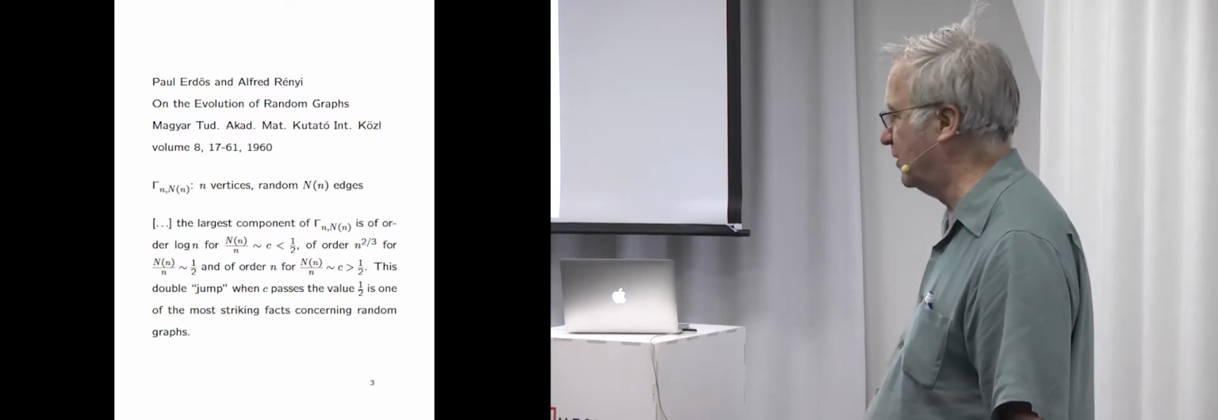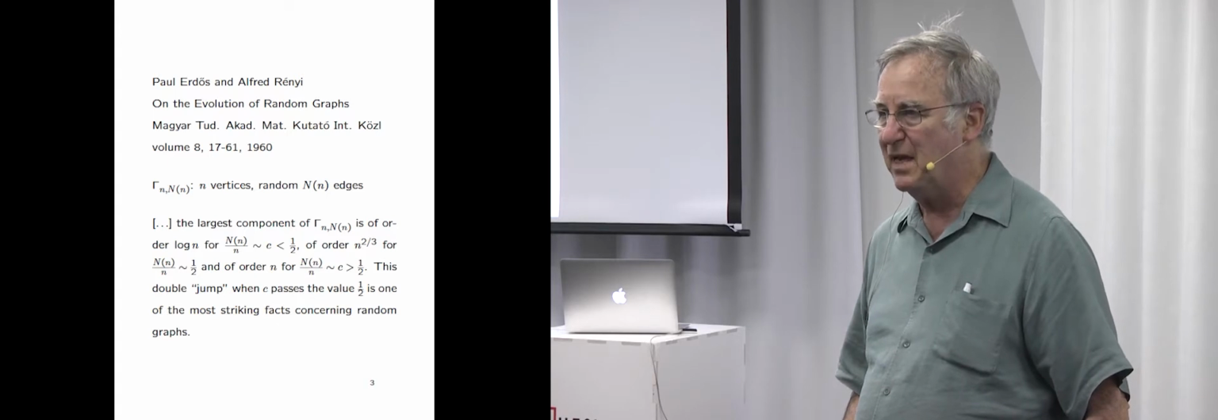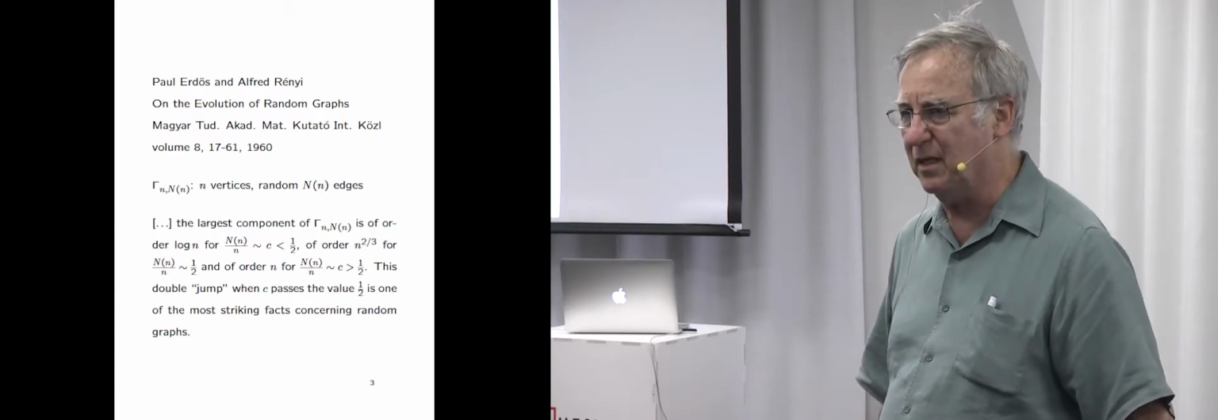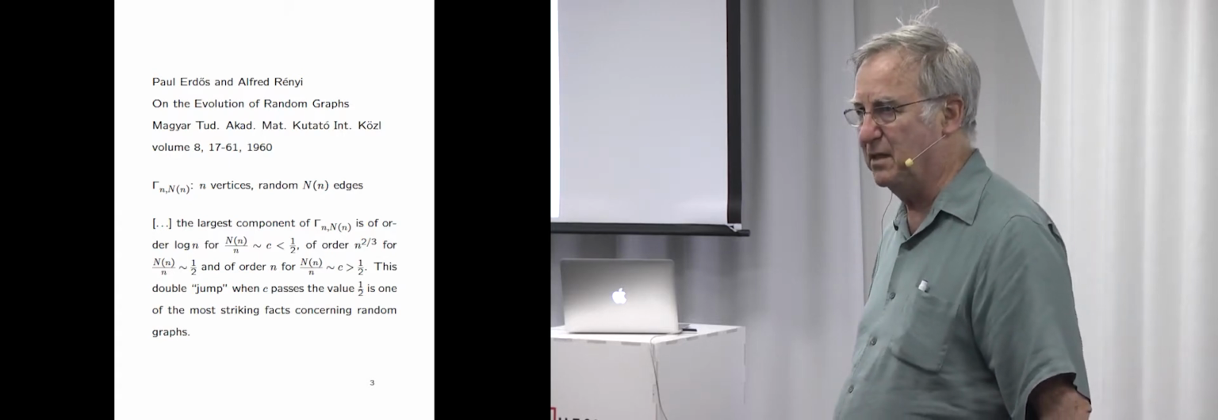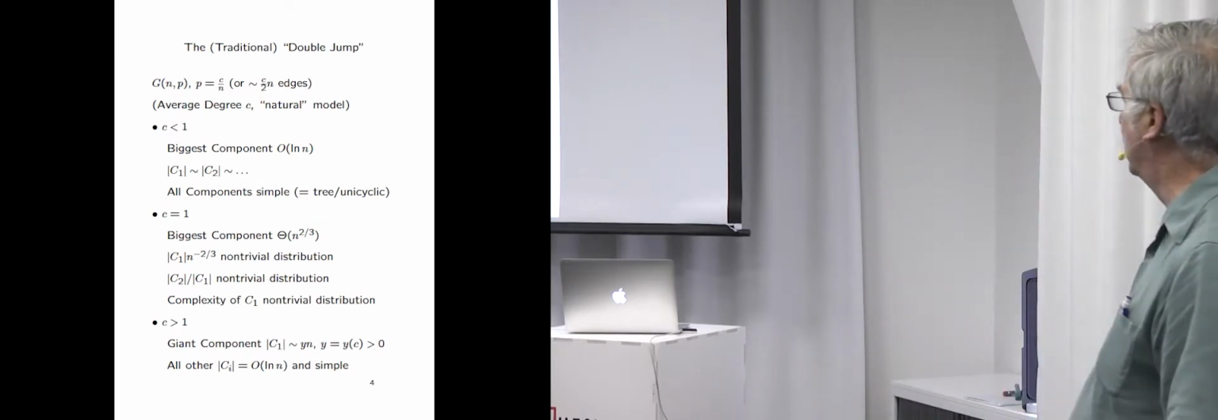And they also discovered that at n over 2 edges, the size of the largest component was on the order of n to the 2/3. And this they called the double jump. But that's a nice term historically, but we look at it a little bit differently today. So here it is in the traditional way.